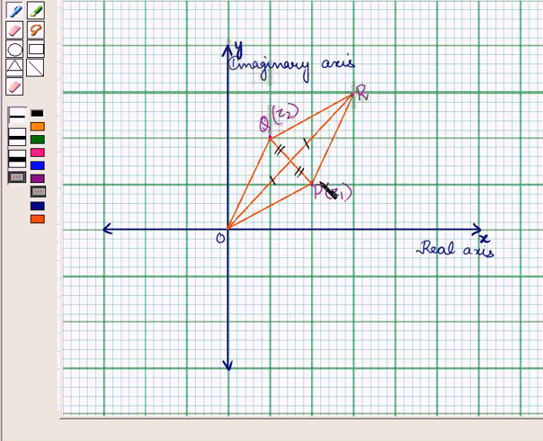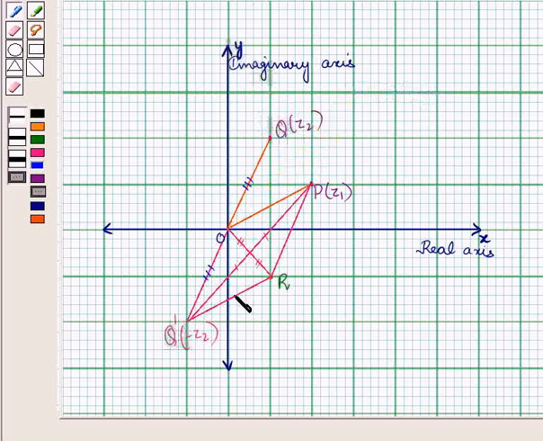So in general, if z1 and z2 are two complex numbers and the points P and Q represent the two numbers, then by completing the parallelogram and joining the diagonal, point R will represent the complex number z1 plus z2. And in the difference z1 minus z2, minus z2 is the additive inverse of z2, and if points P and Q dash represent complex numbers z1 and minus z2 respectively, then completing the parallelogram and joining the diagonal, point R will represent the complex number z1 minus z2.